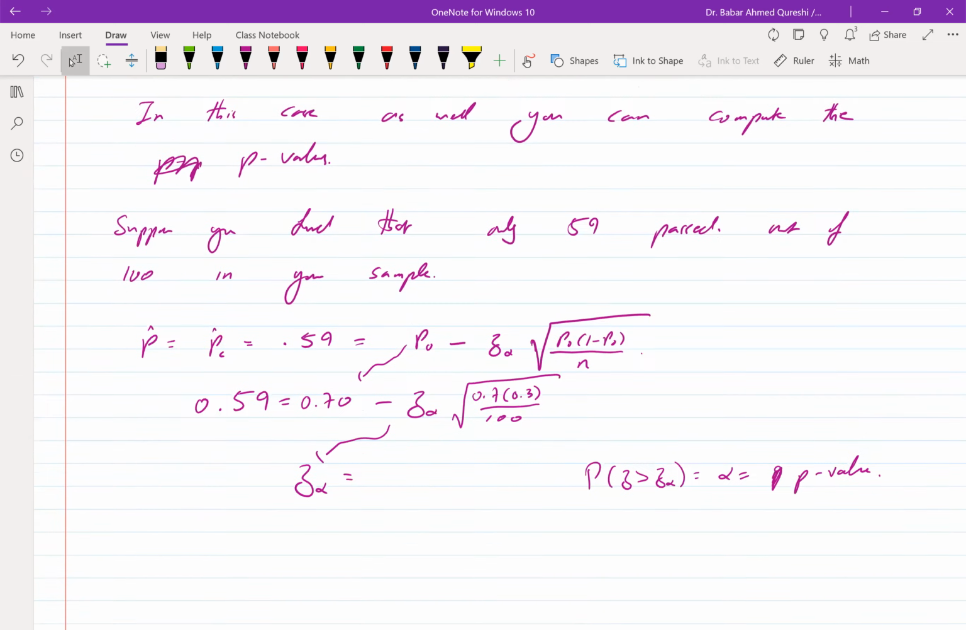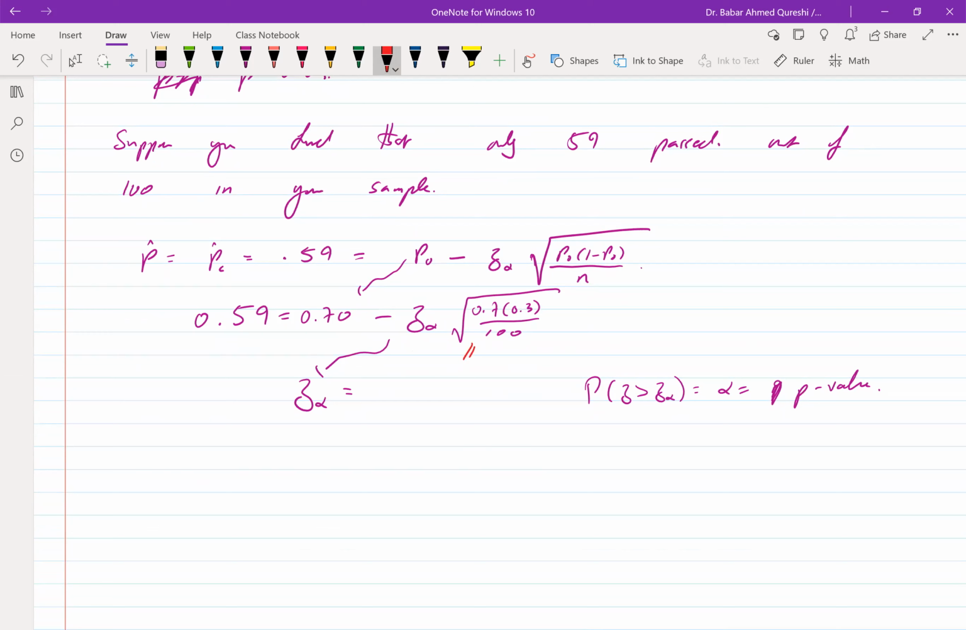Maybe I can just do it. So this number, when I bring it here, I get Z alpha is equal to 0.11 divided by the square root of 0.7 into 0.3 divided by 100, inverse, times 0.11. So this gives me 2.4.